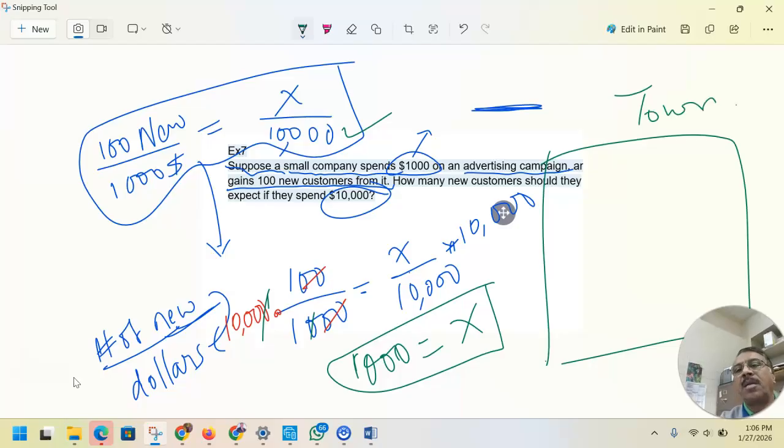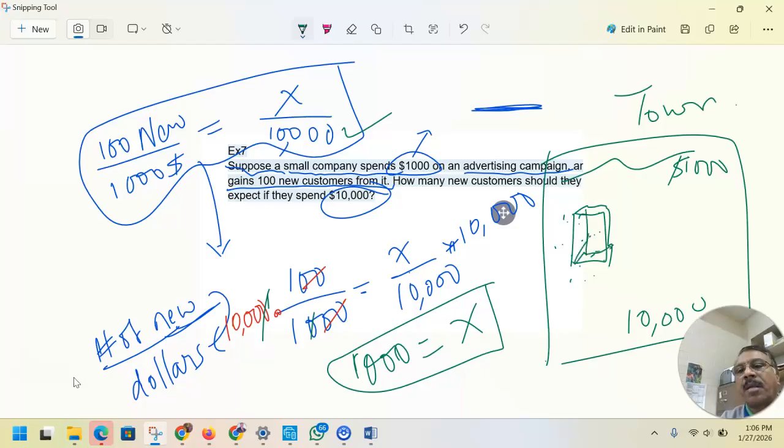But in reality, let's say this is a city or a town. In a town, because you advertise and spend $1,000, maybe you got 20 new customers. But just because you are spending $10,000, does it mean you'll get 1,000 customers? Let's say you're buying a refrigerator, which costs quite a lot of money. The additional advertising will be less effective. So the question is, how many customers should they expect?